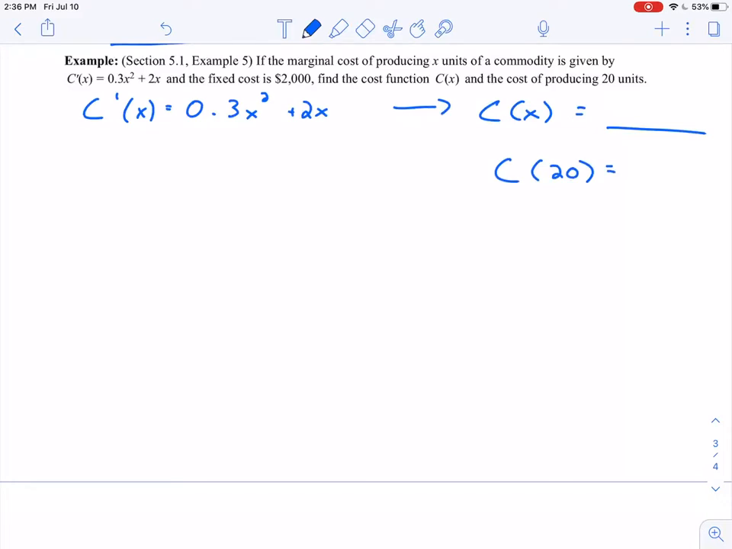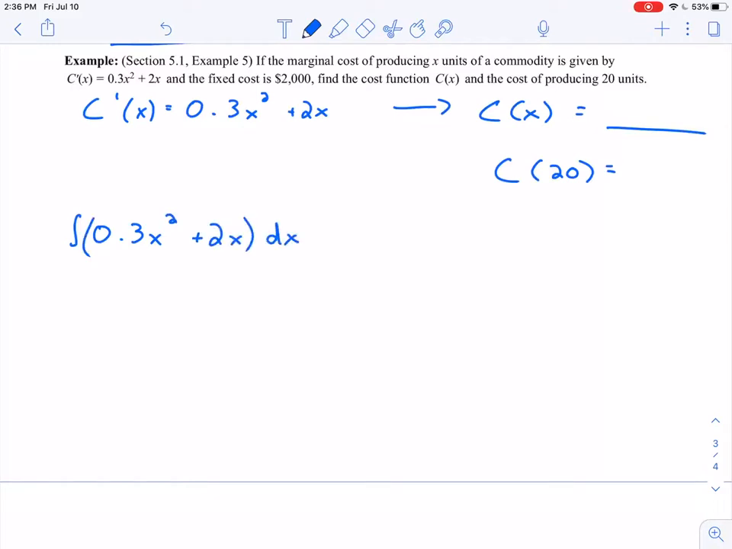I'll just plug 20 in for x. So I have the derivative. I want to work my way back to the original function. Sounds like a job for indefinite integrals. So I'm going to integrate 0.3x squared plus 2x with respect to x.